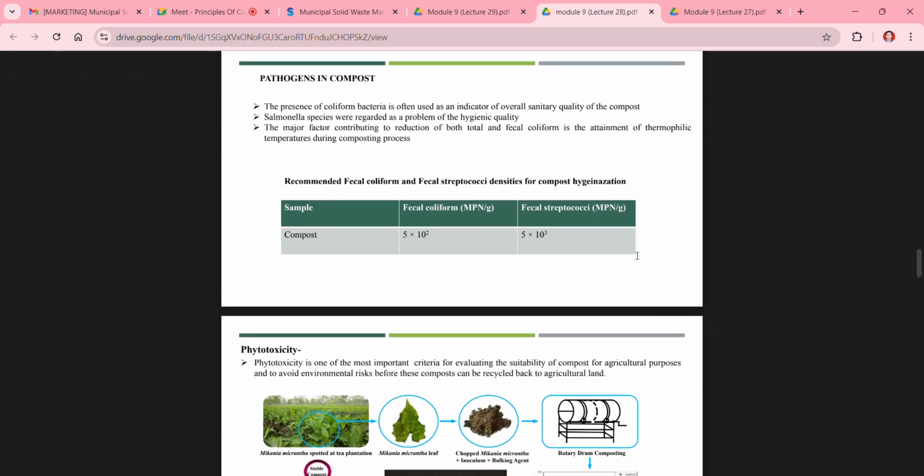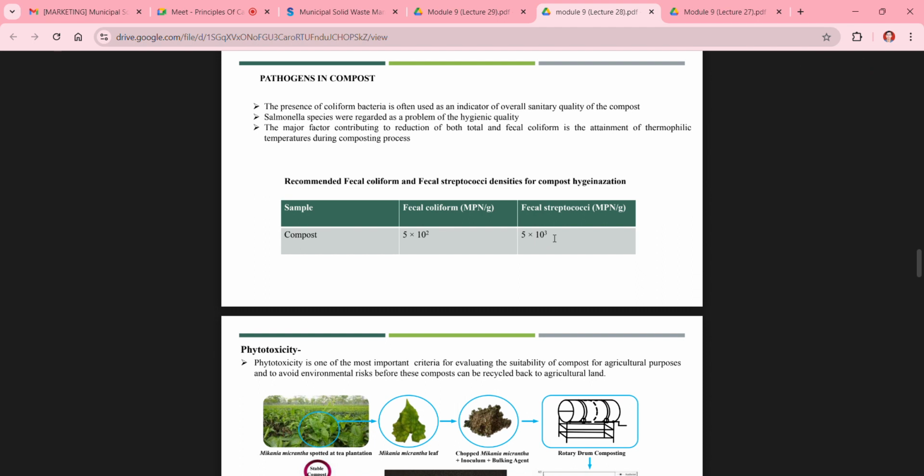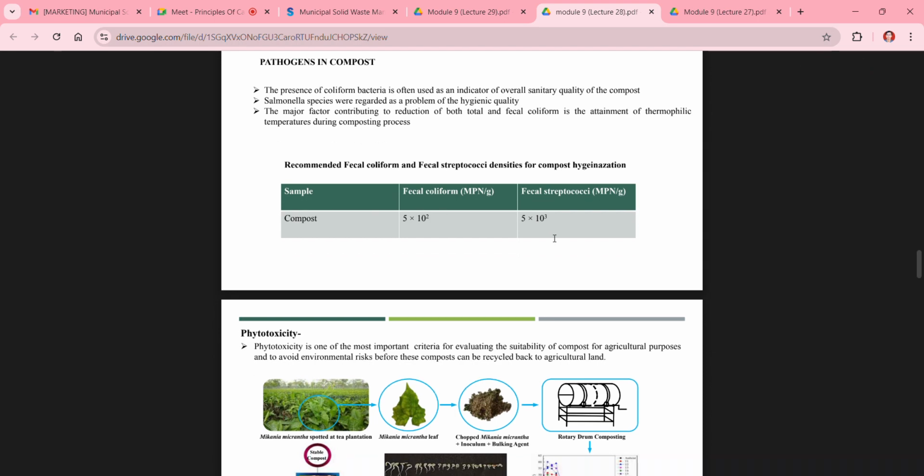Then coming to pathogens in compost, the presence of coliform bacteria is often used as an indicator of the overall sanitary quality of the compost. Then Salmonella species were regarded as a problem of the hygienic quality. So there are some recommended fecal coliform and fecal streptococci densities for proper compost hygienization. That is around 5 into 10 to the power 2 MPN per gram, while for fecal streptococci, it has to be around 5 into 10 to the power 3 MPN per gram.